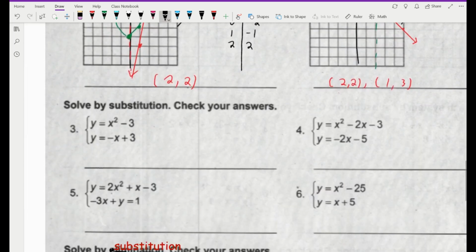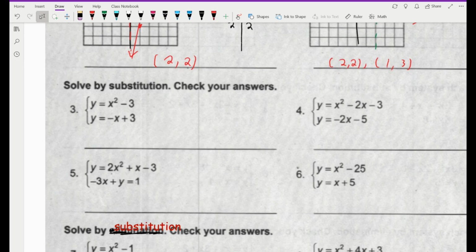Number 3, now we're solving by substitution. Remember, we're always going to start off when it's y equals and y equals. We can just set y equal to y, the two equations equal to each other. And these are going to be factoring problems. I'm going to go ahead and move the x over to this side. And of course, we're going to subtract 3 over here as well.